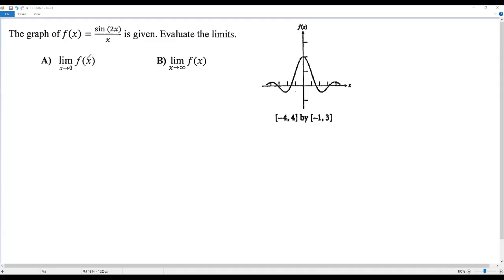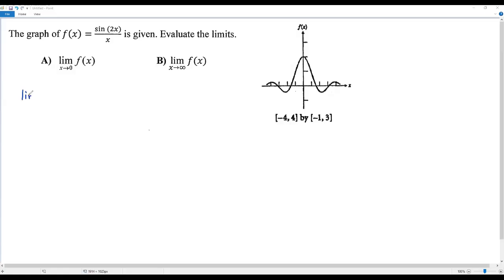Now let's evaluate the first limit given in A, that is the limit as x approaches 0 of f of x. Here the limit of x is 0, which is a finite value, and we have the graph for the function f of x. In this case, we can evaluate the left side limit of 0 and the right side limit of 0 from the graph, and both of them must be finite and equal. Then we can say this limit exists. If both are finite but not equal, then we have to say the limit as x approaches 0 of f of x does not exist. Anyways, we need to evaluate the left side limit and right side limit from the graph of the given function f of x.